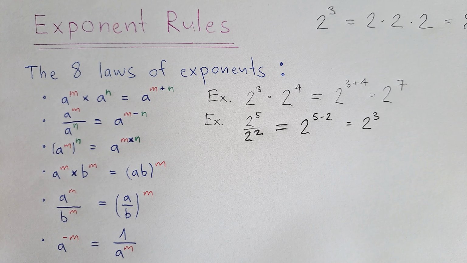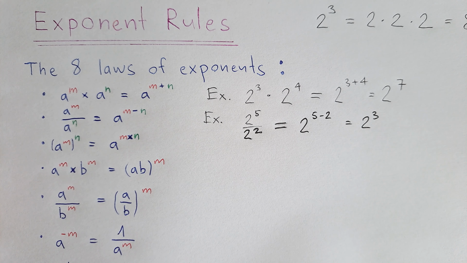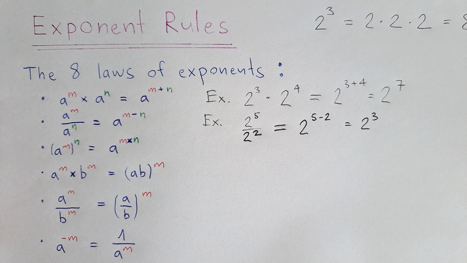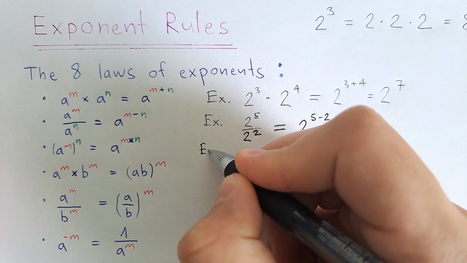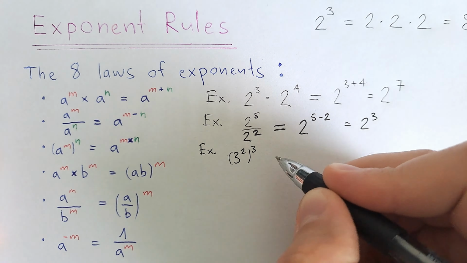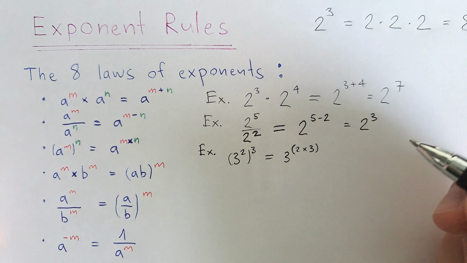Rule number 3 deals with what happens when you raise an exponent to another exponent. The secret is to multiply those exponents. For example, 3 to the power of 2, all to the power of 3, turns into 3 to the power of 2 multiplied by 3, which means 3 to the power of 6.